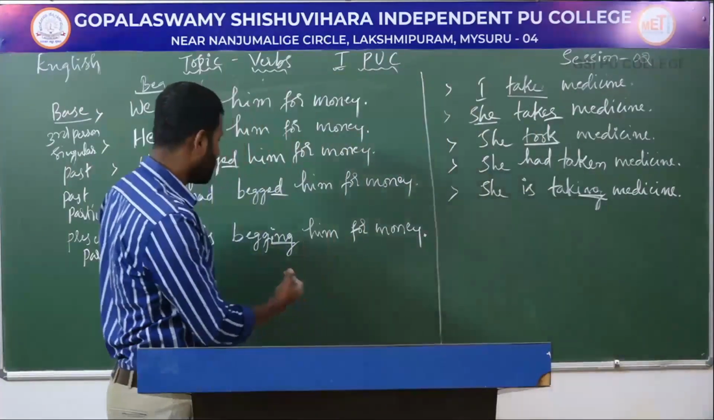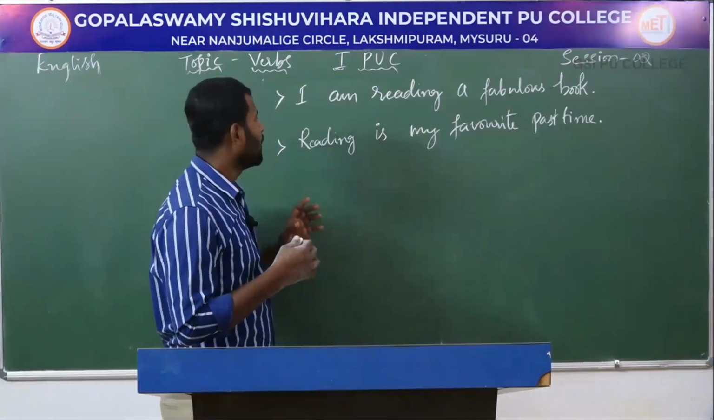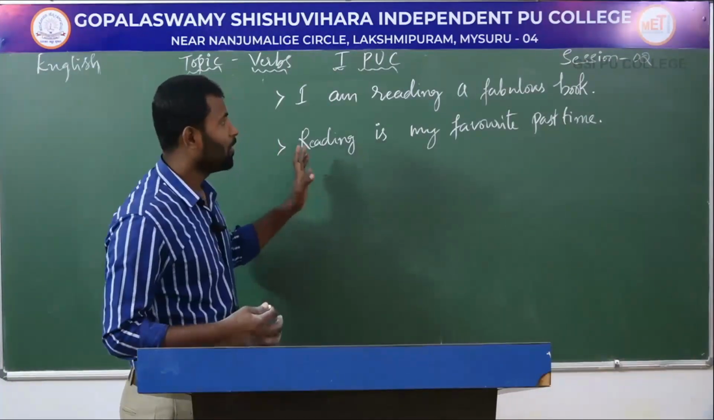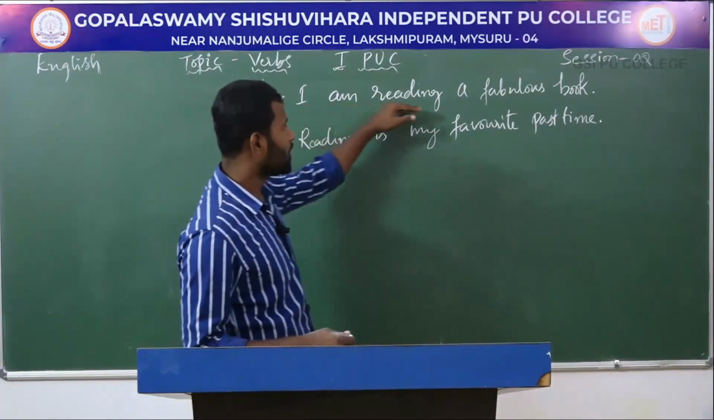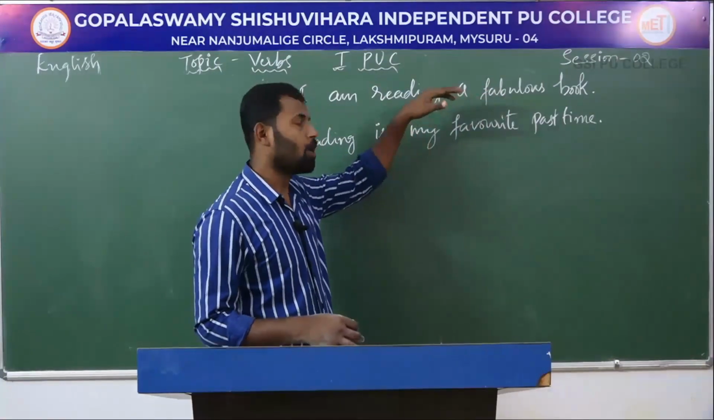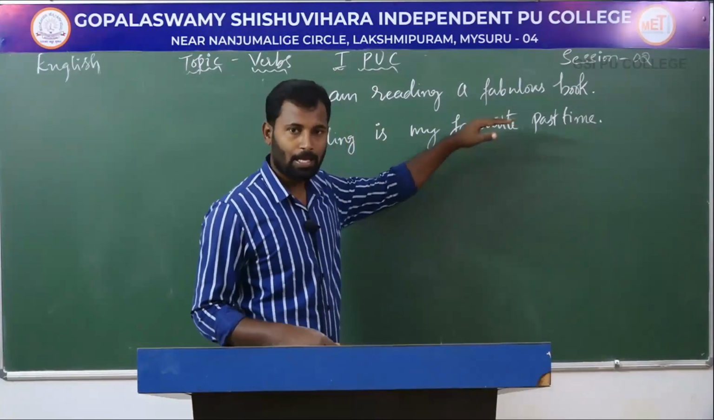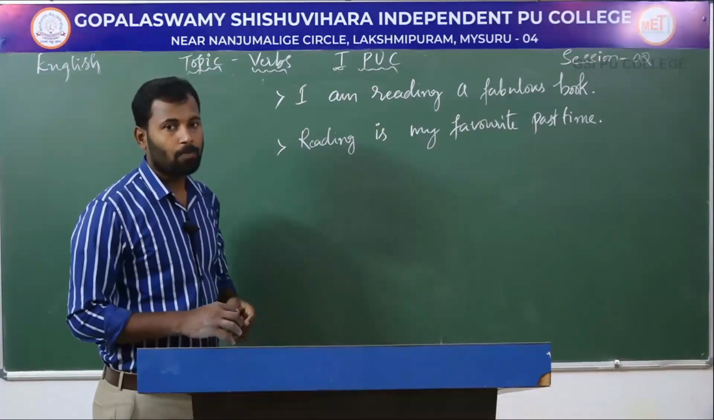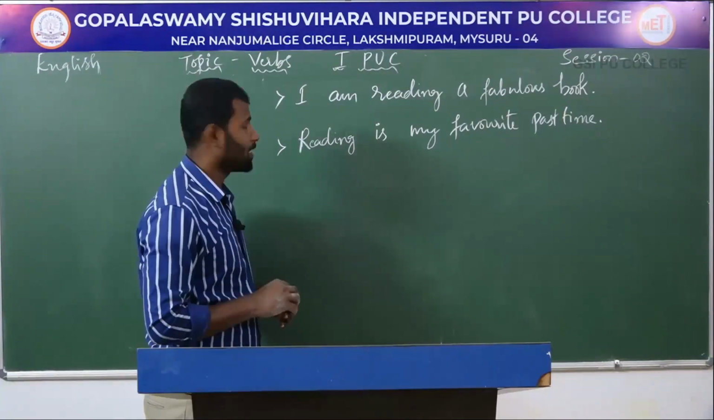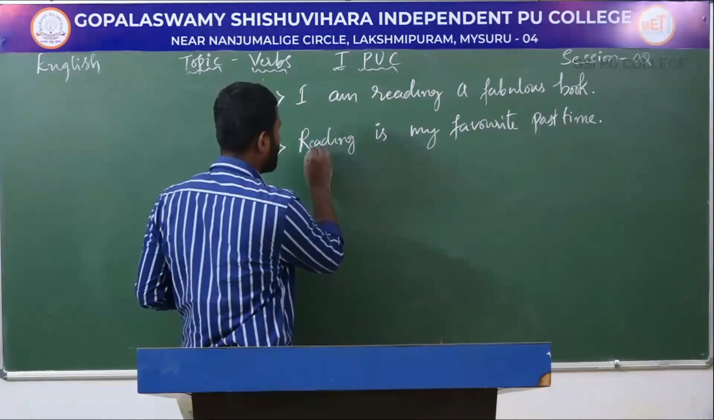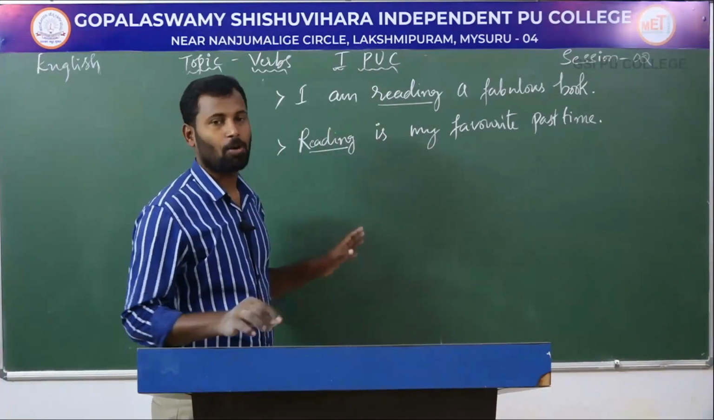So let's talk about this ing form of the verbs now. Here I have written two example sentences. The first one: I am reading a fabulous book. The other sentence: Reading is my favorite pastime. Now you just tell me what is common in both the sentences. Yes, I know you can answer. The verb used in both the sentences, reading, is common.